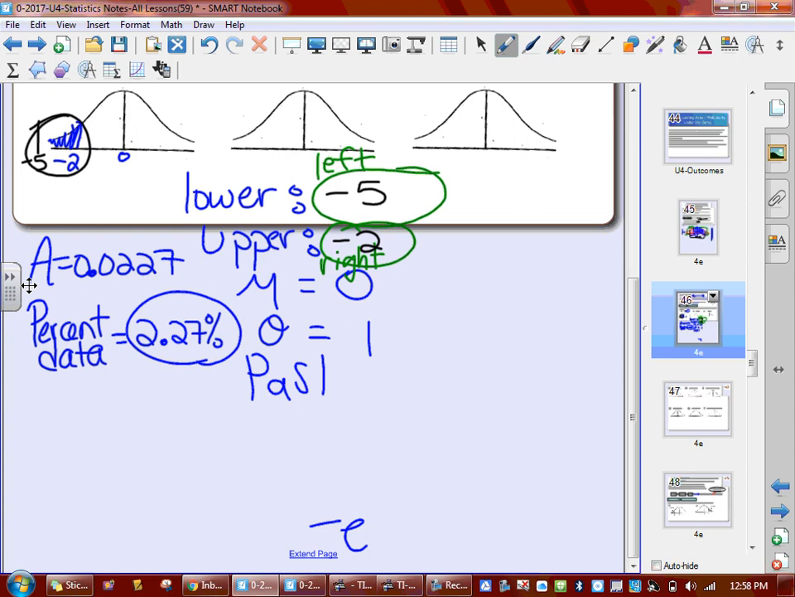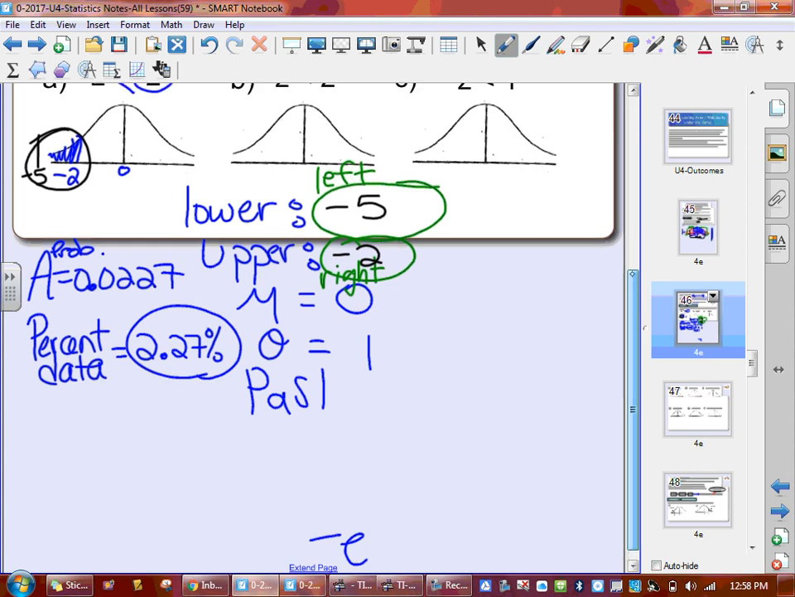Okay? So we get 0.0227 is our probability, or the area. Area means the same thing as probability. Okay, area just means how much was shaded. Probability means give you the number that was shaded, to describe the area. Now we're going to look at the very next one.